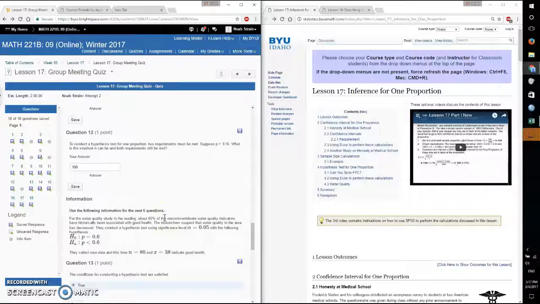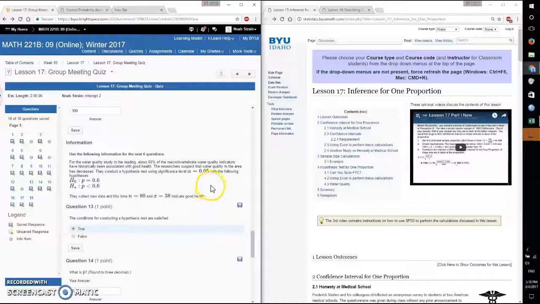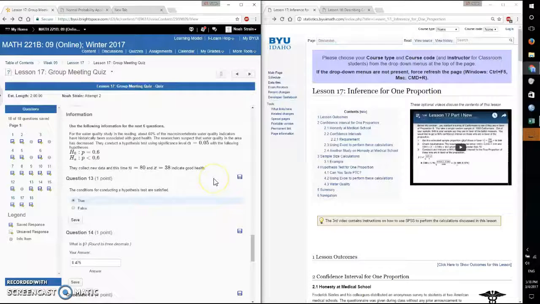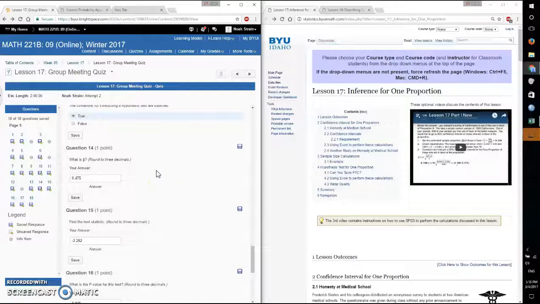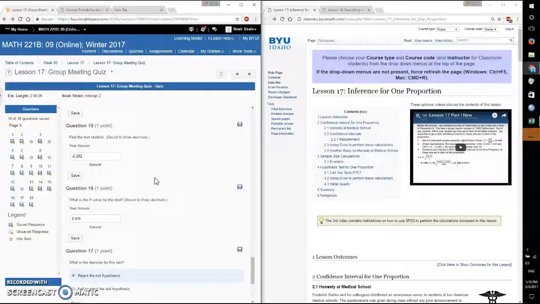So to conduct a hypothesis test for one proportion, two requirements must be met. Suppose P equals 1/10, and what is the smallest n can be? So we do 10 divided by 0.1, which gives us 100. For 13, the conditions for the hypothesis test are satisfied. That is true, they are, because our n times p is greater than 10, and so is our n times 1 minus p. What is p hat? And it's 0.475.